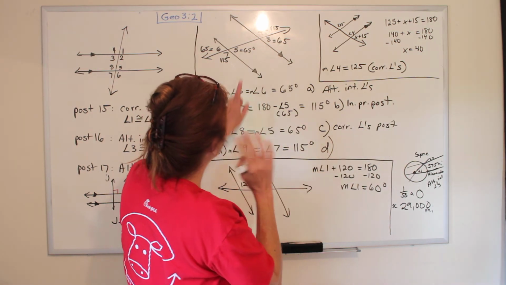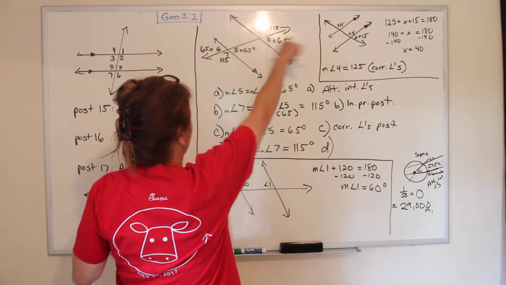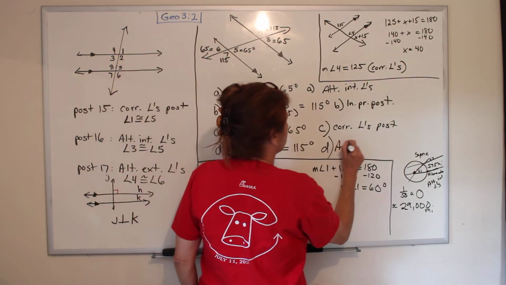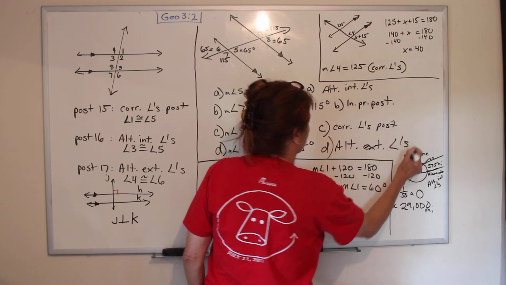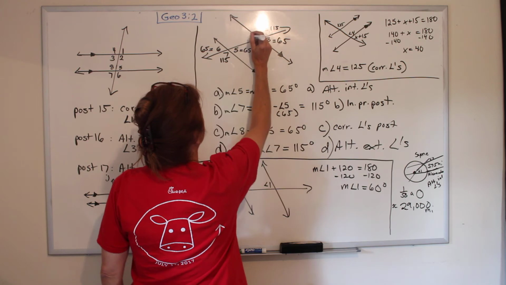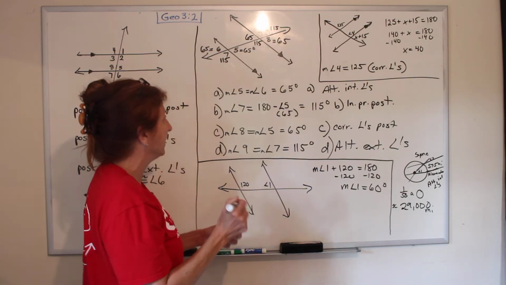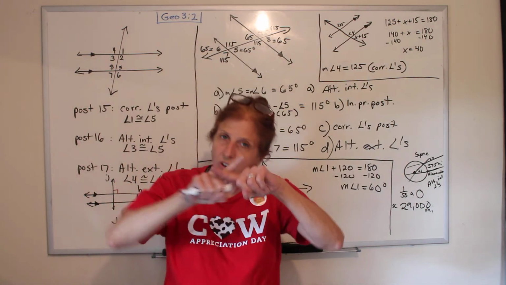So another way we could do it is alternate exterior angles. They're outside the railroad tracks and on opposite sides. So we'll do the same as them. Alternate exterior angles. All right? So that wasn't too bad, and we would know that this one's also 65, and we know this one is also 115. We know this one's also 115 because of vertical angles.